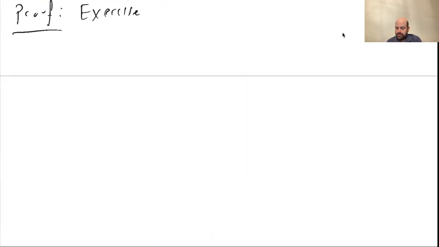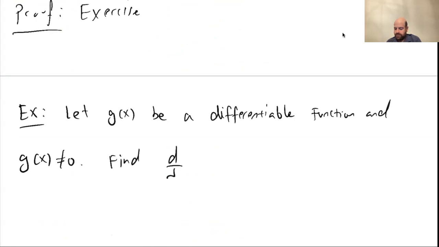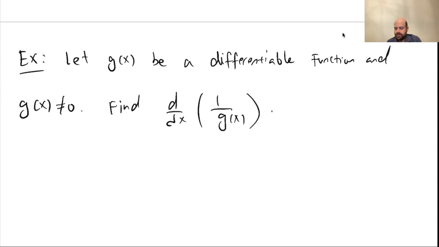Okay, so let's look at some examples. Let's say g of x is a differentiable function, and let's say g of x is not equal to 0. Find the derivative of, let's say, 1 over g of x. We can easily use the quotient rule.